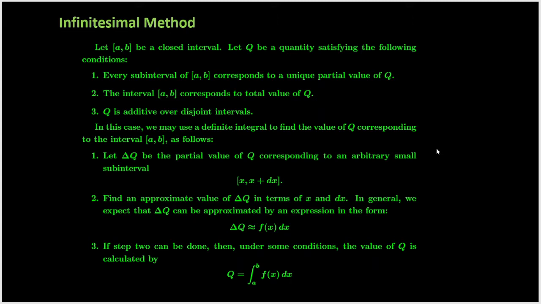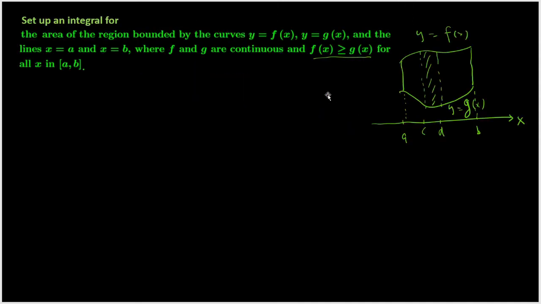Now the third condition. The third condition says Q is additive over disjoint intervals. It means you imagine you divide the interval from A to B into many subintervals, and each subinterval corresponds to a partial value of Q. You add up all such partial values. The total of all partial values should be equal to Q, the value we want to compute. You can imagine the condition is of course true.